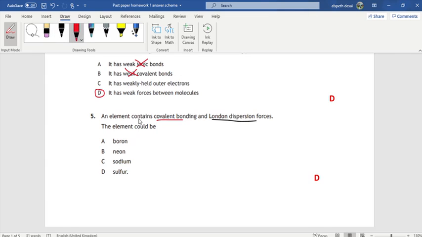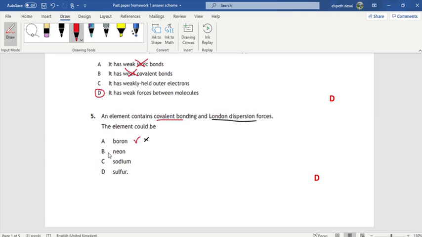So we'll just run through, again I would do this in an exam by actually writing on the paper. Boron has covalent bonding. You should know that boron's a covalent network, but it does not have London dispersion forces. So covalent networks don't generally have London dispersion forces because the covalent bonds extend throughout the structure. There's one exception to that though. See if you can think what the exception to that would be. So the only covalent network that has London dispersion forces is graphite, and that's an important one to remember.